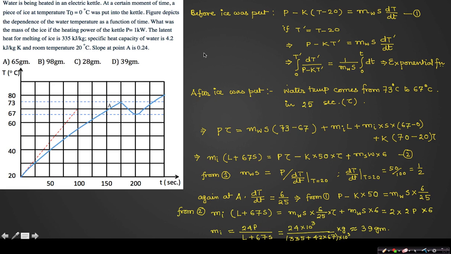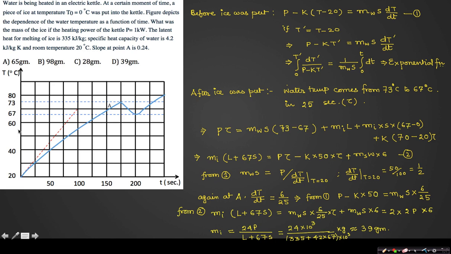So before the ice was put, definitely you can see that at this time, 175 seconds, these units are 25, divided like this: time equal to 0 seconds, 25 seconds, 50 seconds, 75 seconds, like this, and the temperatures are increasing with 10 units for each of the grids. So 20, 30, 40, 50, 60, 70, like this.